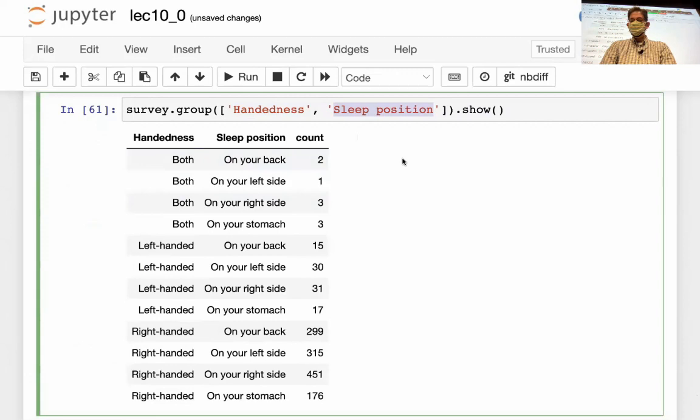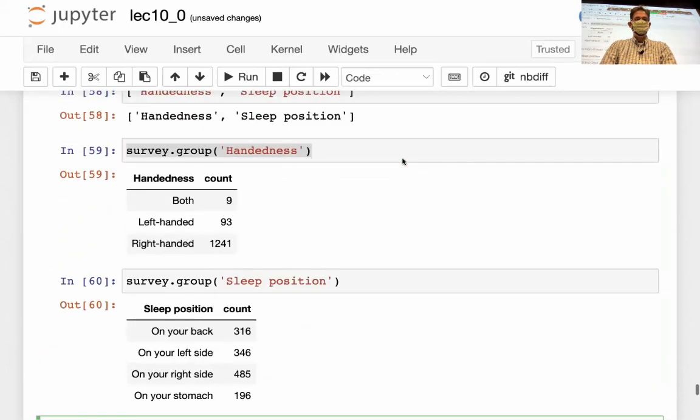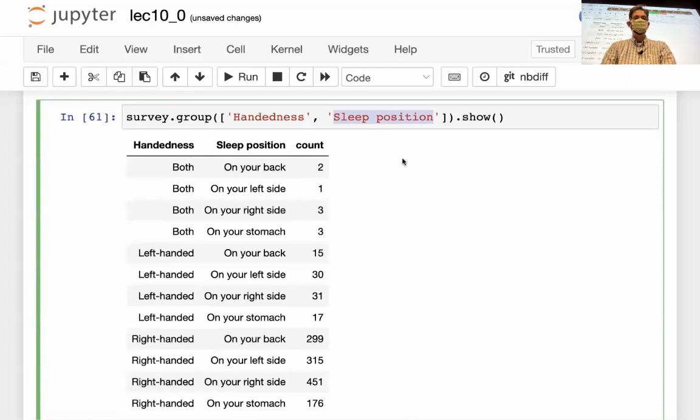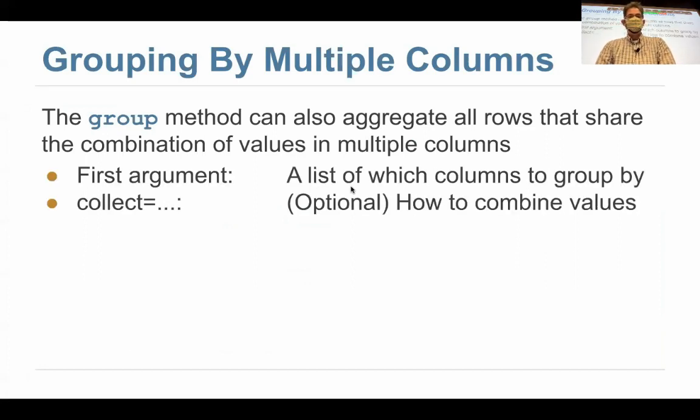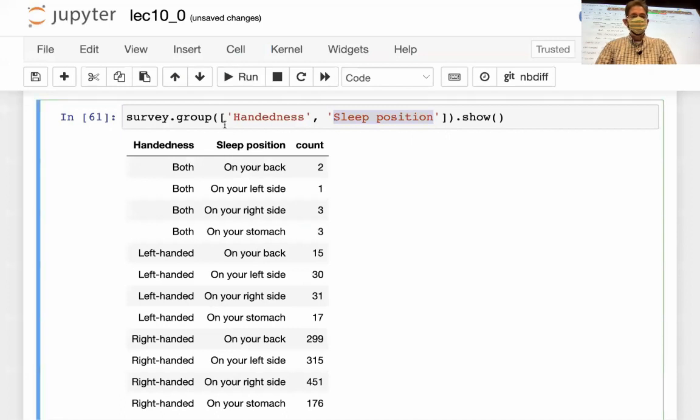This is called cross-classification, or grouping by 2 columns. It allows you to look at 2 different variables at the same time, in this case, 2 different categorical variables, and get a count for each combination. The group method can aggregate all rows that share combinations of values in multiple columns. So what we've done here is just say which columns to group by. And this is actually just one argument. It's a list of the labels of the columns that we want to group by.